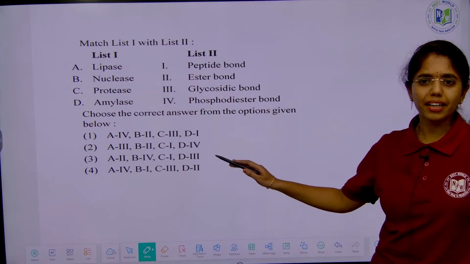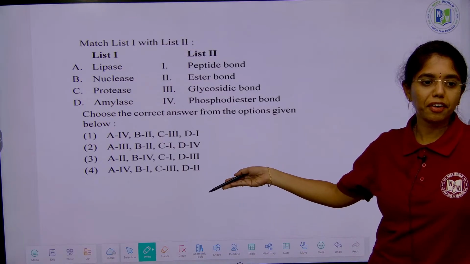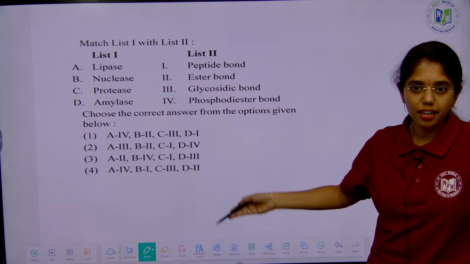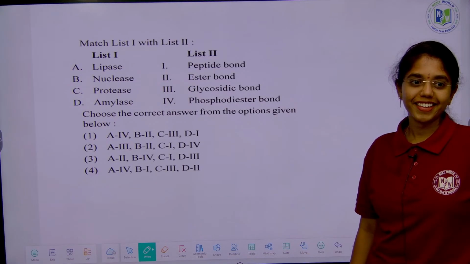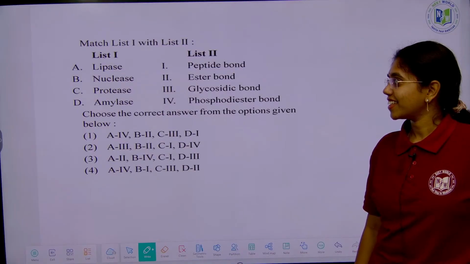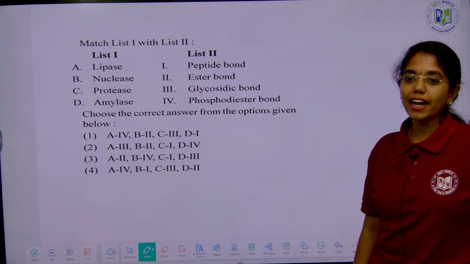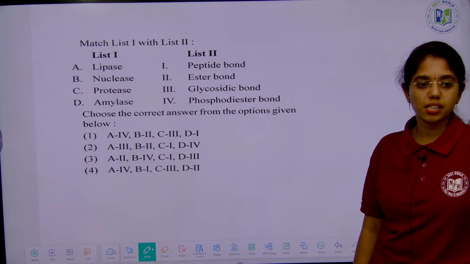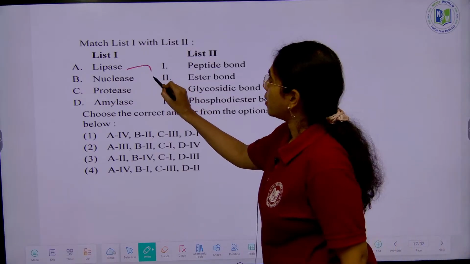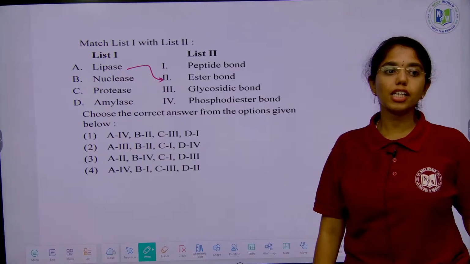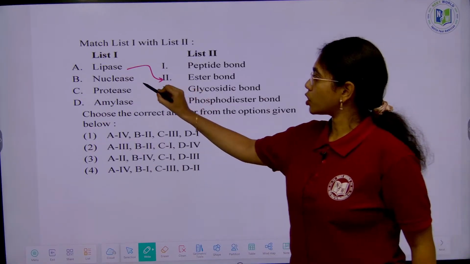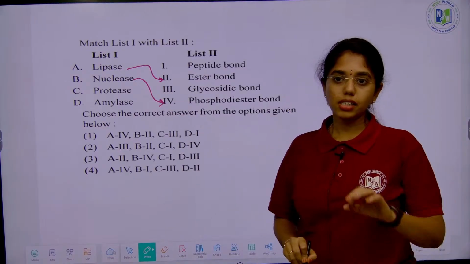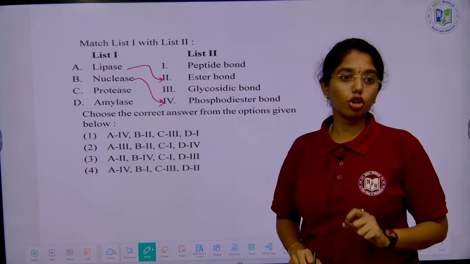Simple, I have extracted it from biomolecules, but then we have learnt about hydrolytic enzymes here. We need to connect. We are not learning it for first time, right? Lipases will act on what? Lipids. Has what bond? Ester bond. Nuclease will act on what? Nucleic acids, which acts on what? Phosphodiester bond. It has 3 components for each nucleotide.